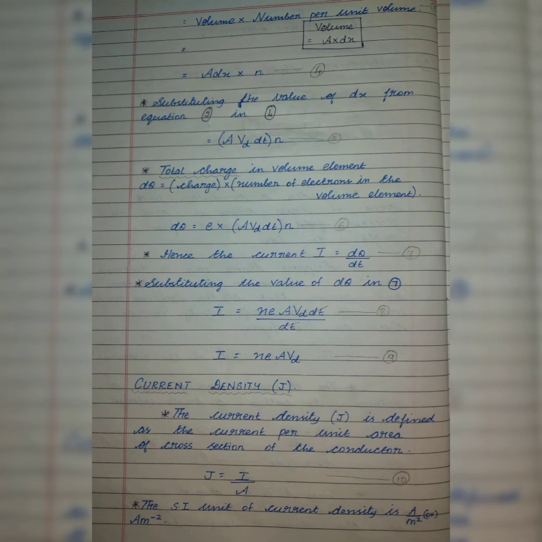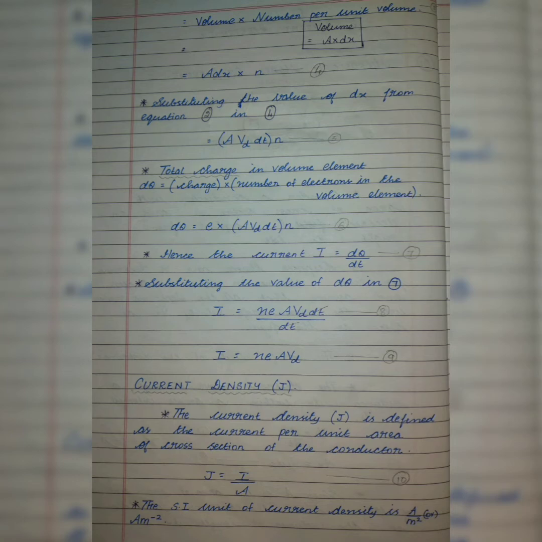Okay, first we saw a formula for volume. These will not be in the book, it is rough work. If you need, you can write it down. The formula for volume is A into dx. Similarly here, dq. The formula for total charge is charge into number of electrons in the volume element. So charge is e. dq is equal to e, the charge of the electron, into the number of electrons in the volume element. We have already found the number of electrons in the volume element before. From equation number 5 we can write this: e into A vd dt into n.